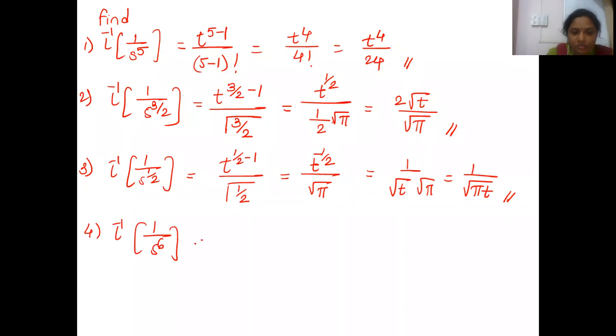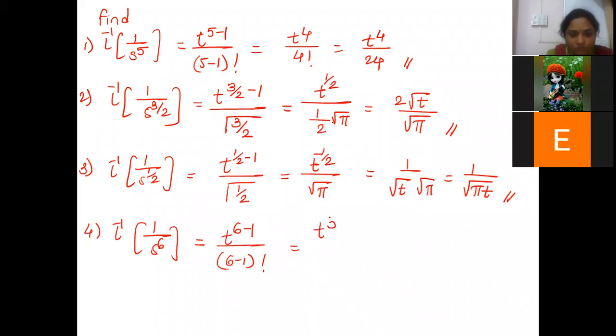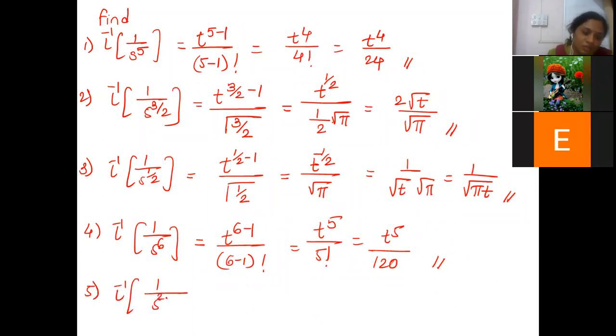1 upon s raised to 6. t raised to 6 minus 1 upon 6 minus 1 factorial. Correct? So it is t raised to 5 upon 5 factorial, so t raised to 5 upon 120. That is the answer. I hope everyone is understanding. Yes. Good. Next is Laplace inverse 1 upon s square plus 9.